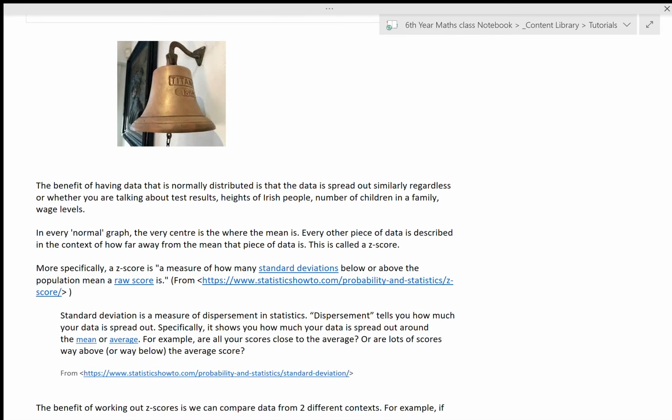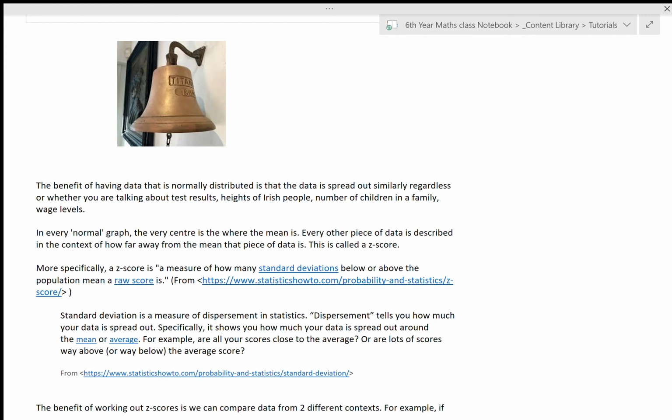The benefit of having data that is normally distributed is that the data is spread out similarly, regardless of whether you're talking about test results, heights of Irish people, number of children in a family, wage levels, number of cars, herd sizes, whatever. In every normal graph, the very center is where the mean is. So every other piece of data is described in the context of how far away from the mean it is. How far away from the mean is basically your z-score.